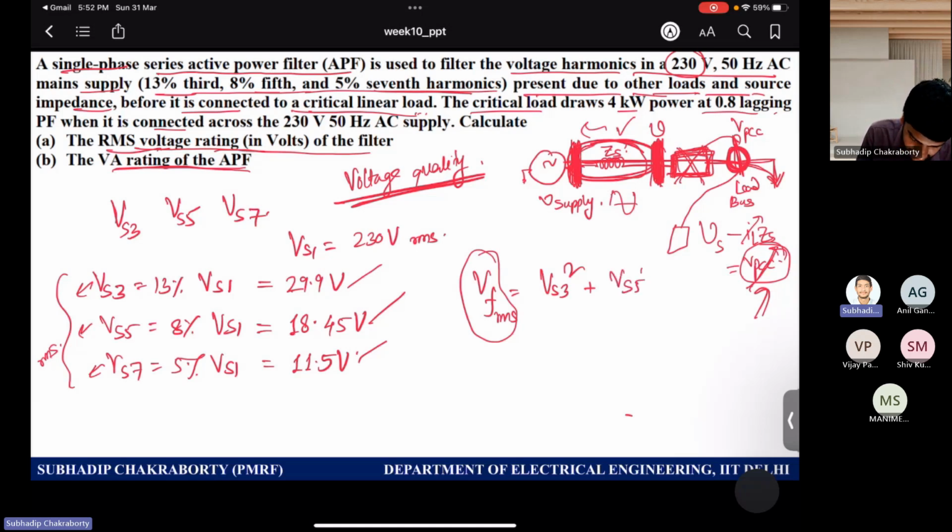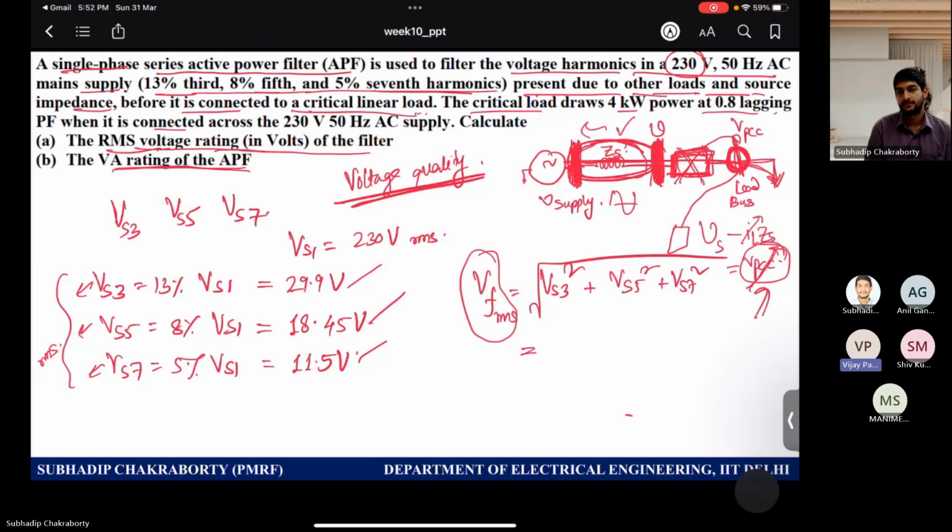You know, the overall RMS we are asking. So what is this, you calculate? 36.96. Correct? So this is the rating.